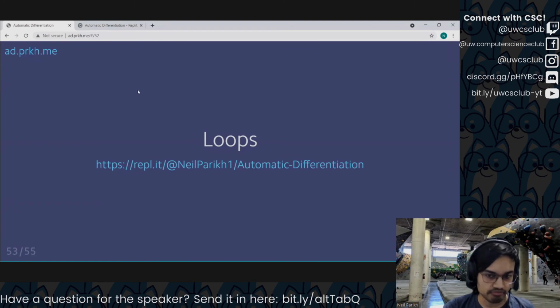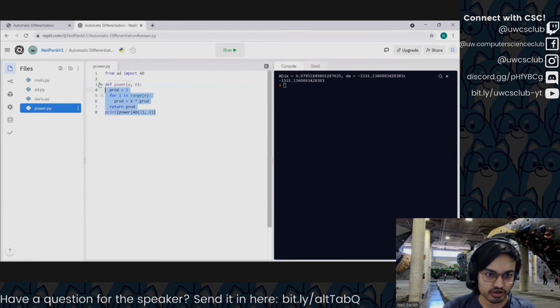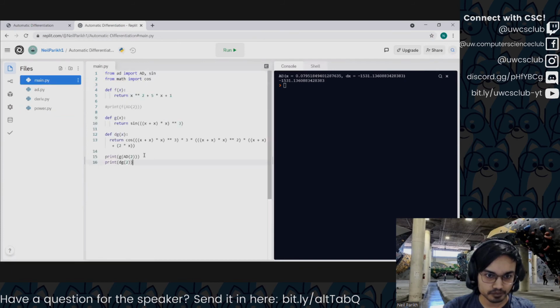And so, if you recall, at the very start I mentioned that symbolic differentiation cannot handle loops, but automatic differentiation can. And so I want to give a small demo of that. I think this is very cool. So let's get rid of all this.